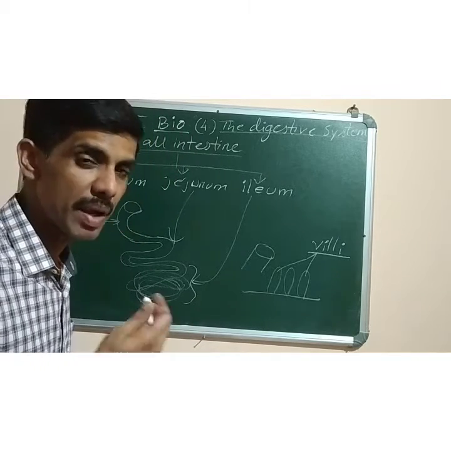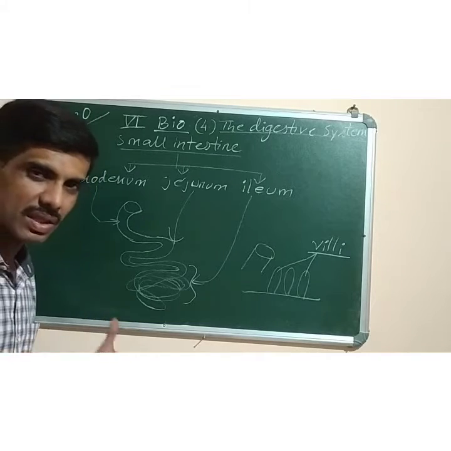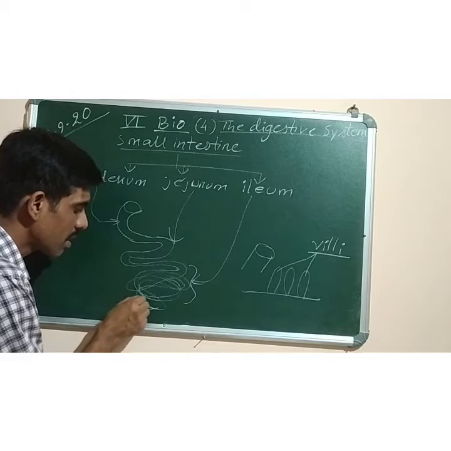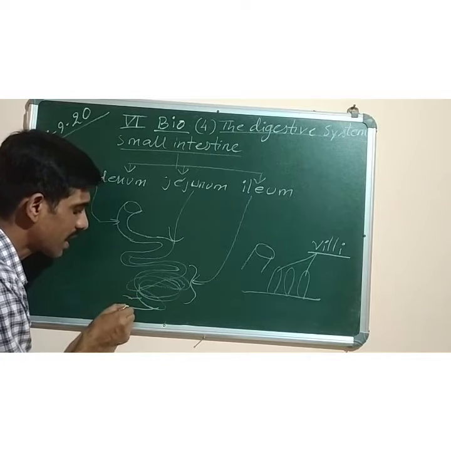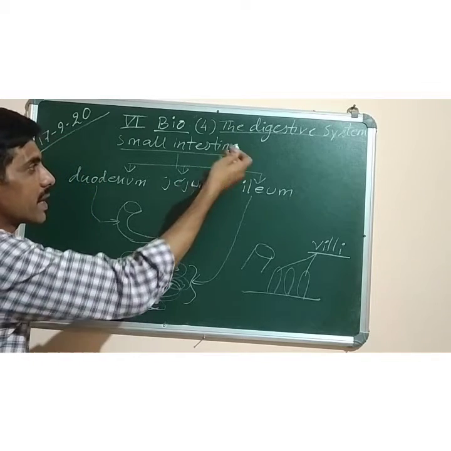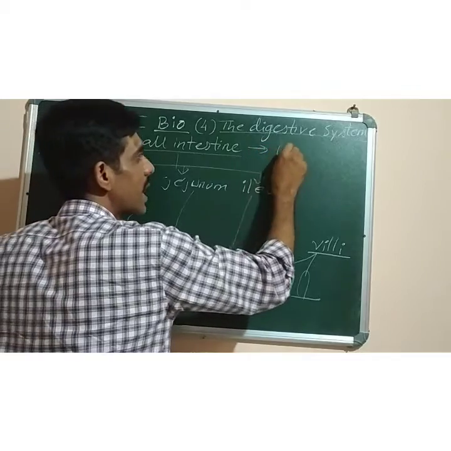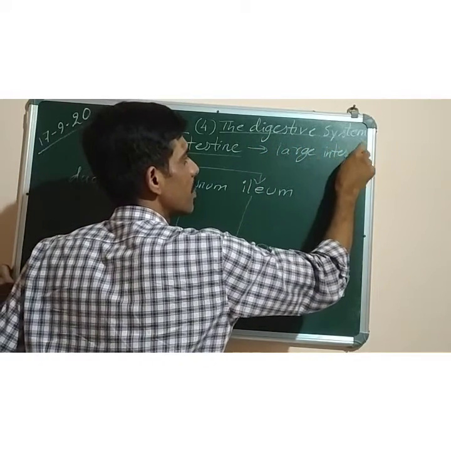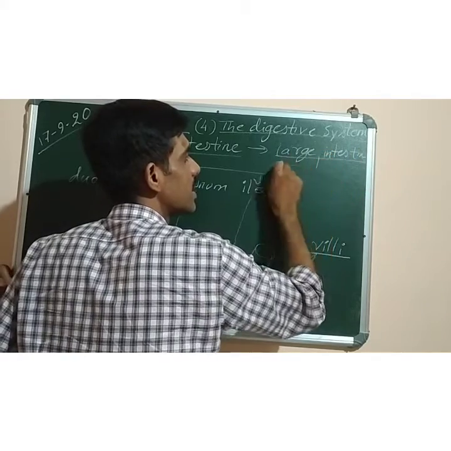That is the remaining part of the food which is not digested. So it will enter into a small region which is called caecum. So now the food will enter from the small intestine into the large intestine. Okay? And the large intestine is further divided into three parts.